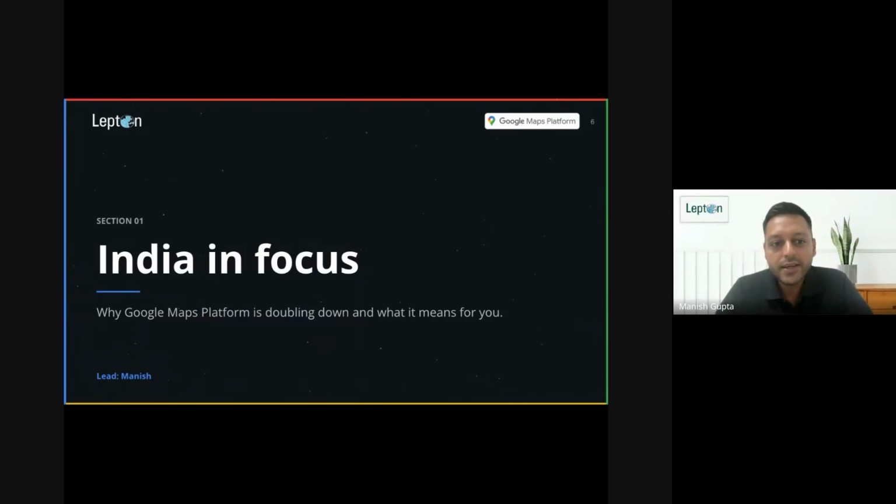Now, before we dive into our main topic, let's spend 5 minutes on something very, very important. Google is investing in India in a big way. Geocoding 4 is a part of this. And to put it in more context, let's look at the bigger picture.